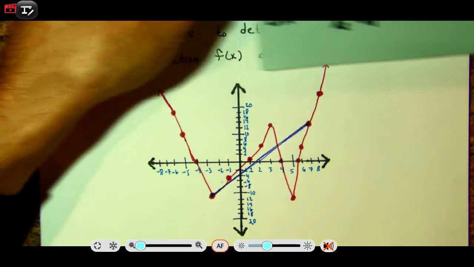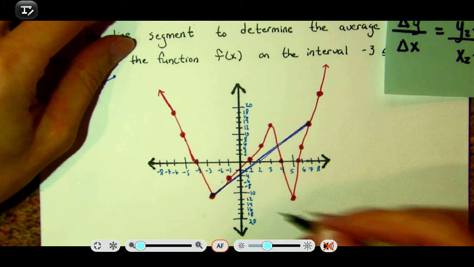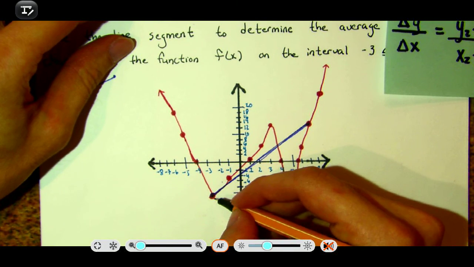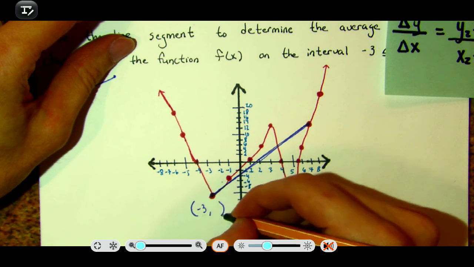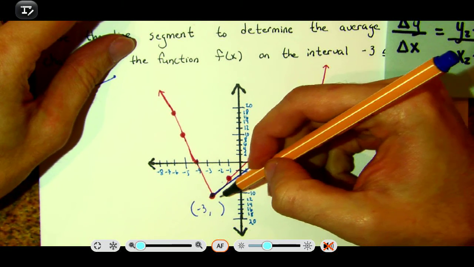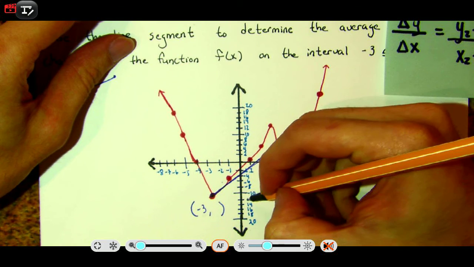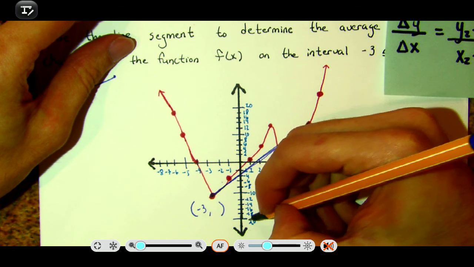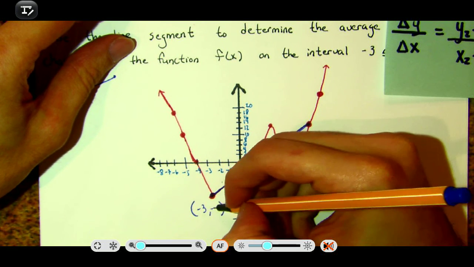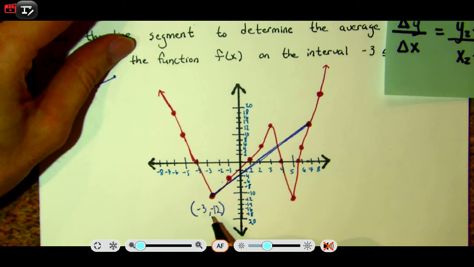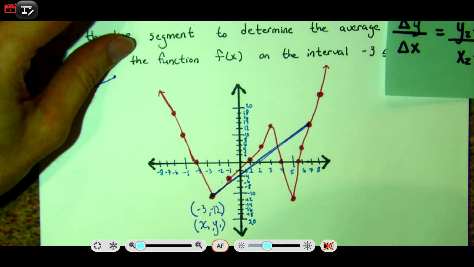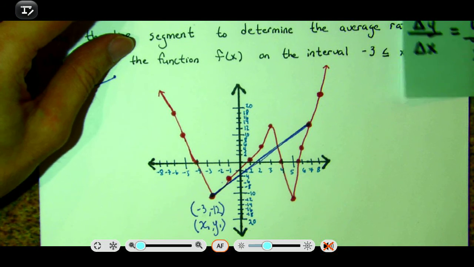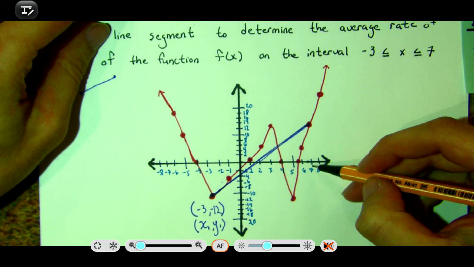Now notice that here, this is our first point. This x value is -3, and we just have to look within the graph to see what the y value is. These should be negative values. This should be -12. So you have -3, -12, right? This is your x sub 1, and this is your y sub 1. Okay, now let's look at the next point over here at +7.